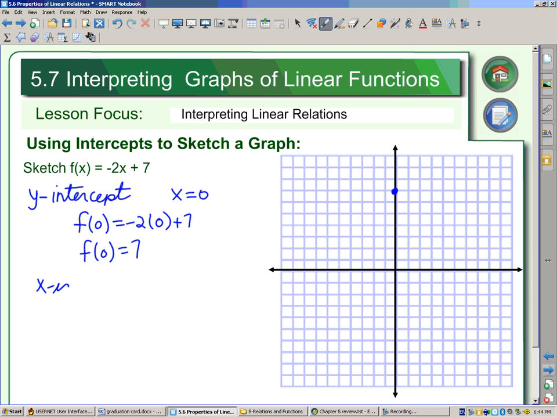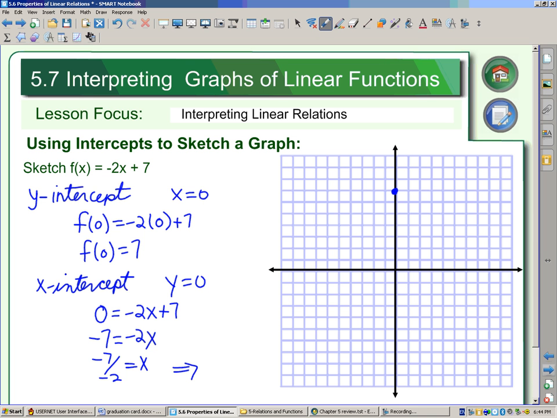The x-intercept, that is the point when y is equal to 0. So we're going to say 0 is equal to negative 2x plus 7. Negative 7 is equal to negative 2x. Negative 7 divided by negative 2 is equal to x. What does that tell me? X is equal to 7 over 2. That's 3.5. So we plot that.